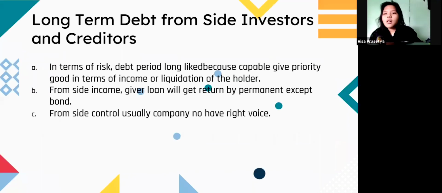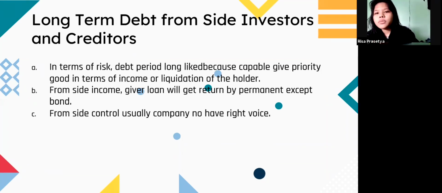Next is long-term debt from the side of investors and creditors. In terms of risk, long-term debt is liked because it gives good priority in terms of income or liquidation to the holder.